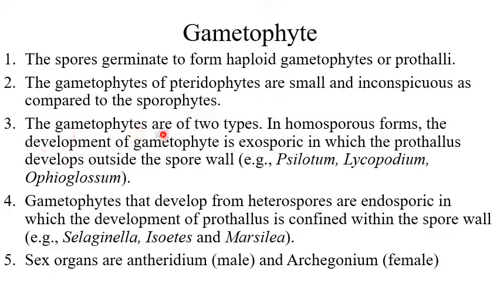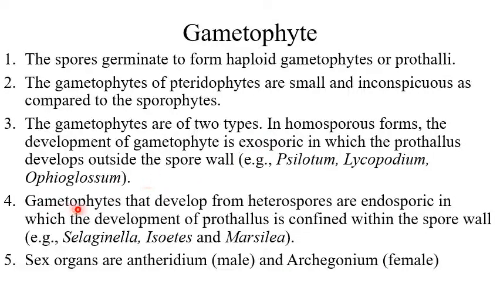The gametophytes are of two types. In homosporous forms, homosporous form means what? When all spores produced by a plant are of the same size, that is called a homosporous form. The development of gametophyte is exosporic. Exosporic means what? In which the prothallus develops outside the spore wall. Means if the spore is of small size, it grows big, and that is called exosporic.